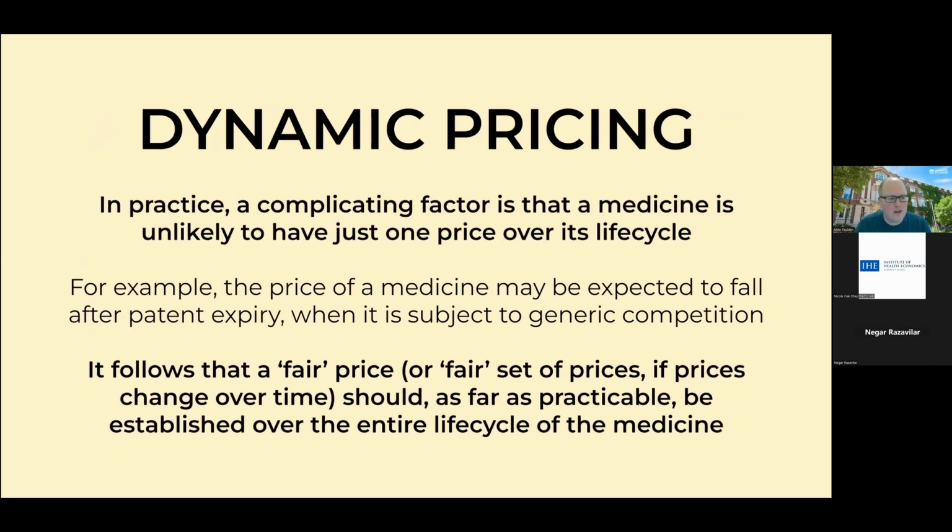And then one of the final things I'll say is around dynamic pricing. So as I mentioned earlier, one of the complicating factors here is that a medicine is very unlikely to have just one price over its life cycle. You would expect the price of a medicine to fall after patent expiry when it's subject to generic competition. But the price of the comparator might also change over time. What if the comparator is under patent protection, but that expires before the new medicine? Well, then the incremental cost of that new medicine might increase in the medium term when the comparator is subject to generic competition, but then it might fall in the long term when the medicine is itself subject to generic competition.